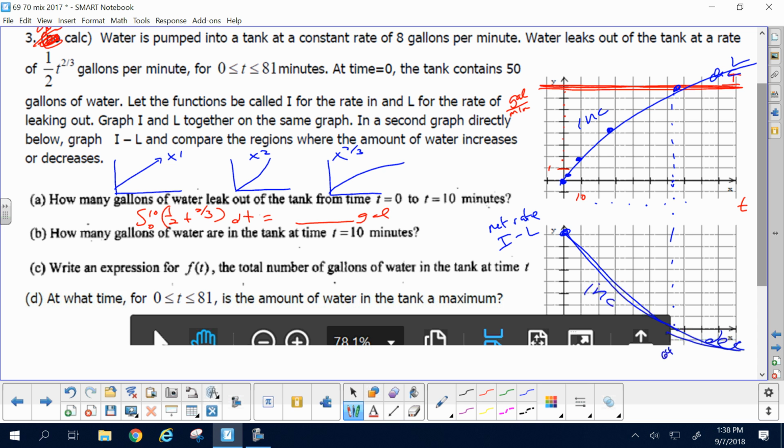Okay. All right. B, how many gallons of water are in the tank? Now, as opposed to the previous question, there are lots of things that go into that. What are the 3 things that go into amount of water in the tank?